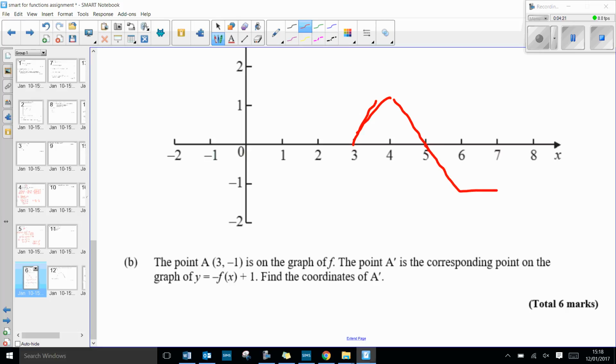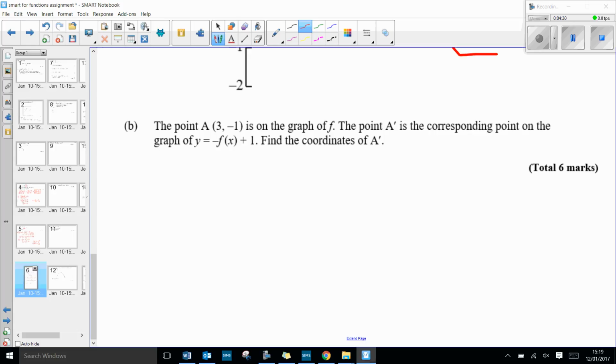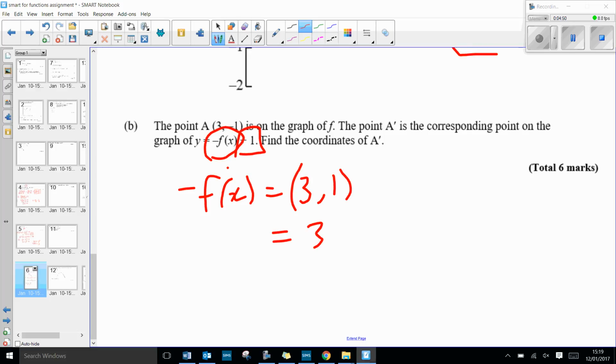Okay, the point A is on the graph, A dash is on the other graph, find the coordinates of A dash. So this negative means that it's reflecting in the x-axis, which doesn't change the x-coordinate. It does change the y, so the negative f of x would mean it would be 3, positive 1, and then this plus 1 shifts it up 1, so it would be 3, 2.